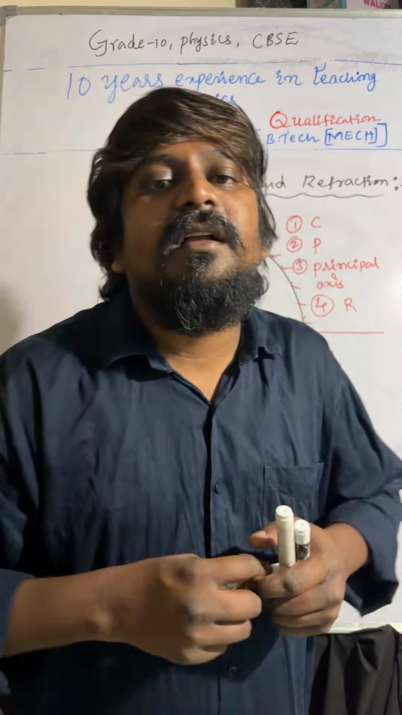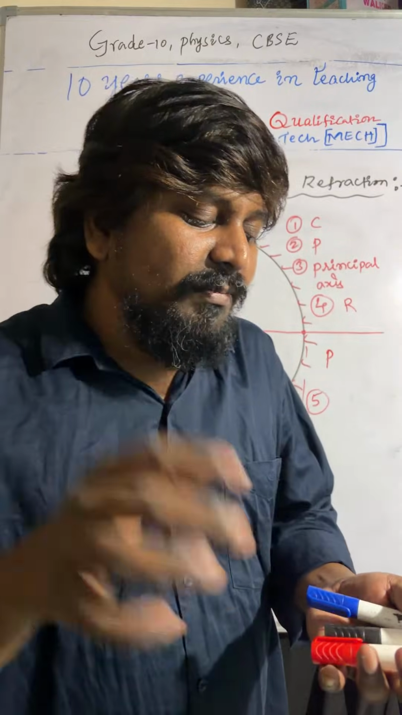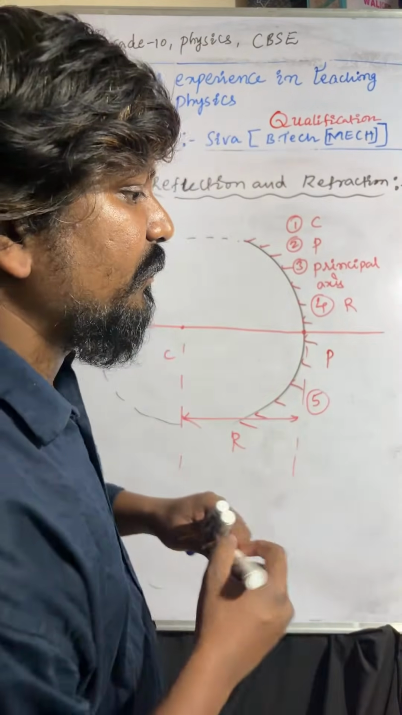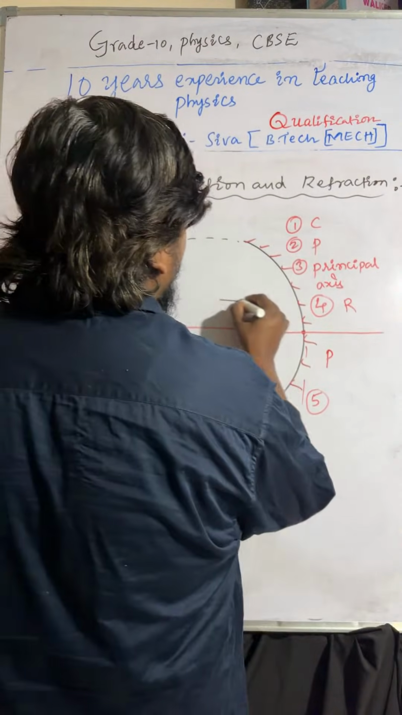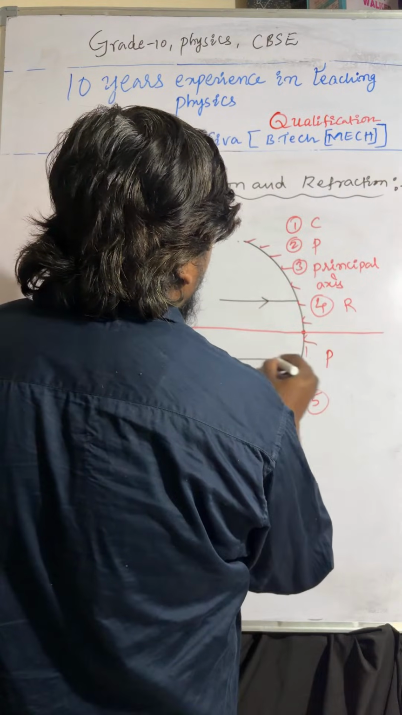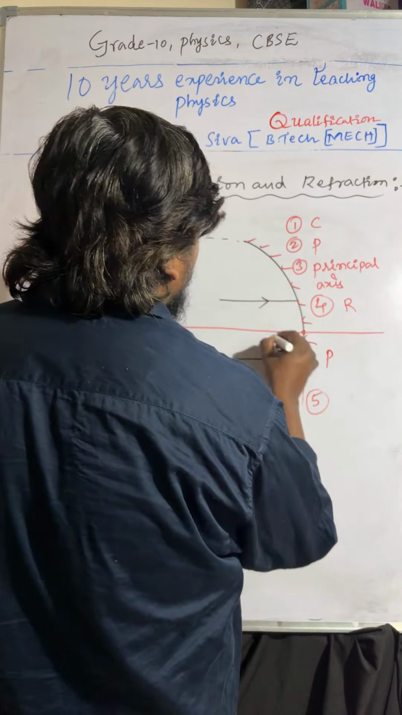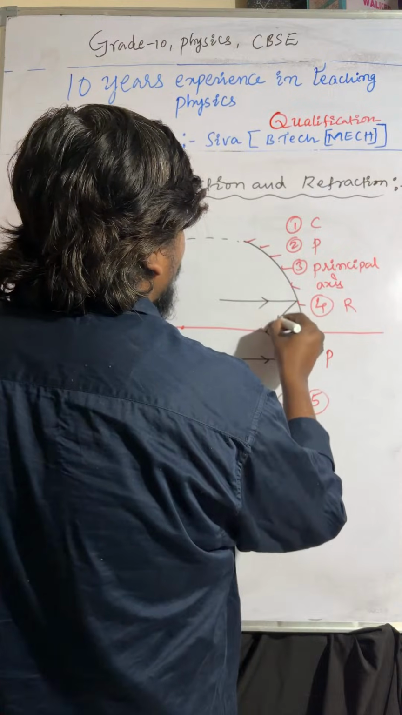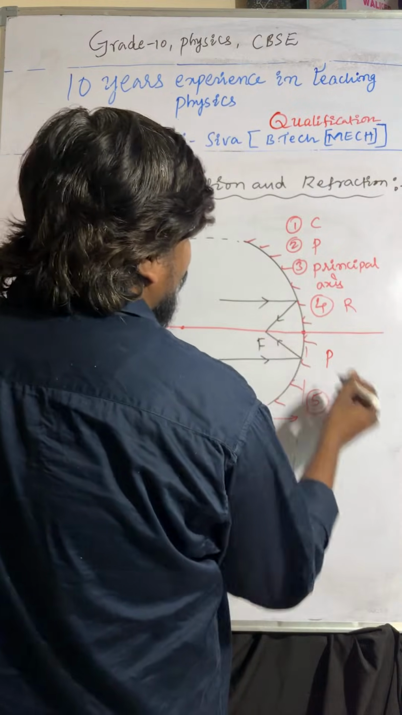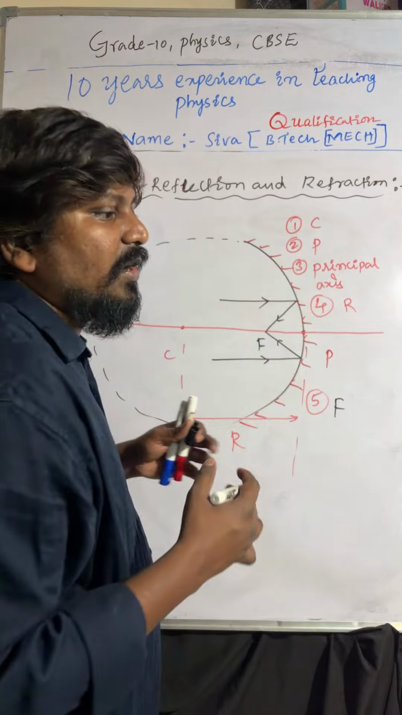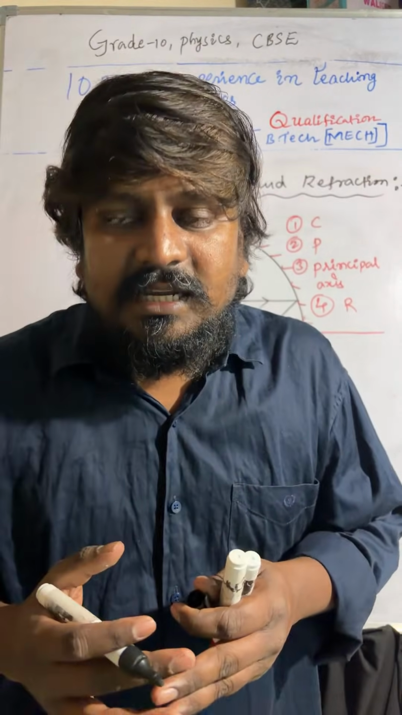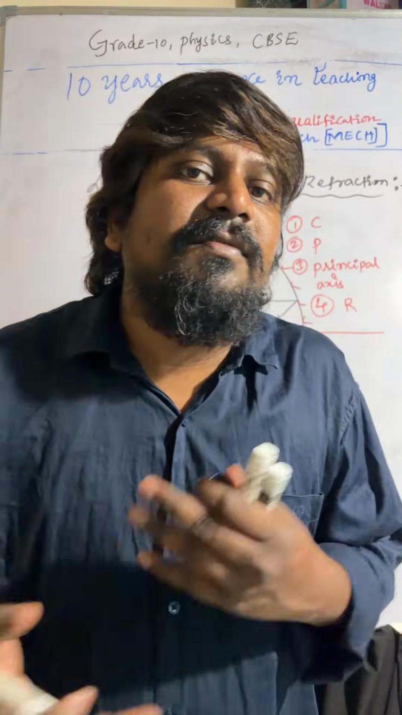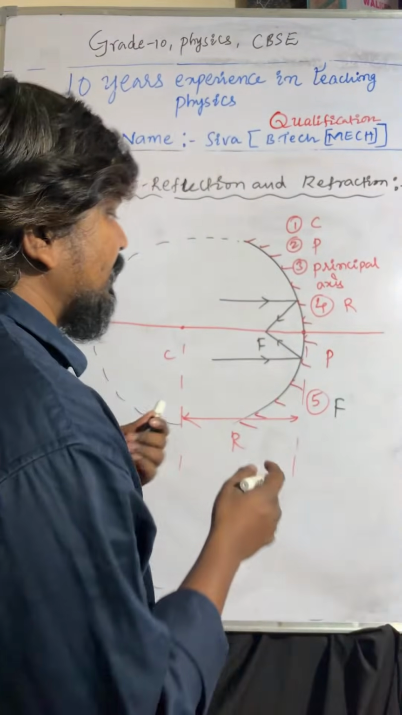After reflection, all light rays are meeting at one point. So here you can observe, after reflection, all light rays meet at one point, that is the focus. Generally it is called the principal focus. Simply we can say focus.